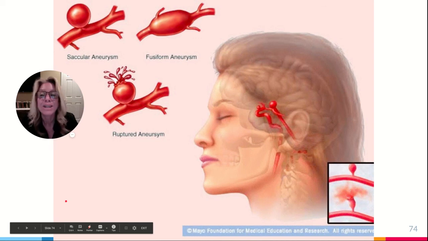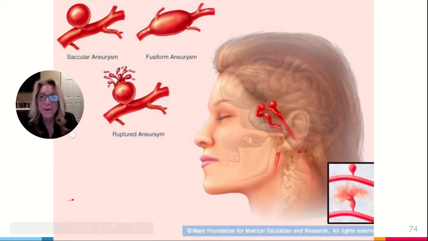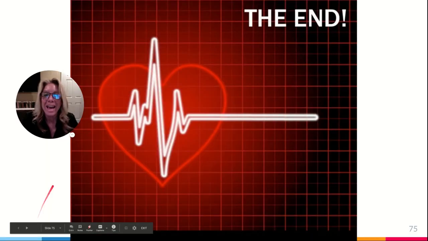So we want to eat healthy, we want to exercise, and take care of this heart. It's the only one we've got.